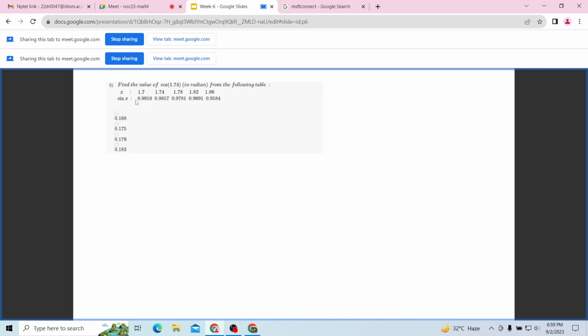at 1.7. You have been given the sin x value at 1.74, at 1.78, at 1.82, and at 1.86. You have been given the value of sin x. So using this data, you have to calculate the value of cos of 1.74. So use it and calculate it. See what you are getting. Is it 0.168, 0.175, 0.179, or 0.183?